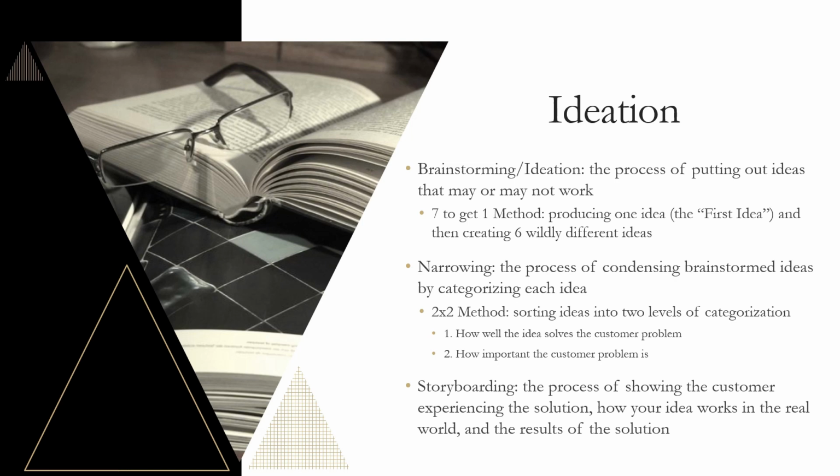Next is narrowing, the process of condensing brainstormed ideas by categorizing each idea. The most popular method is the 2x2 method, when you sort into 2 levels of categorization. The first level of categorization is how well the idea solves the customer problem. The second level is how important the customer problem is. The third step in ideation is storyboarding, the process of showing the customer experiencing the solution, how your idea works in the real world, and the results of the solution.